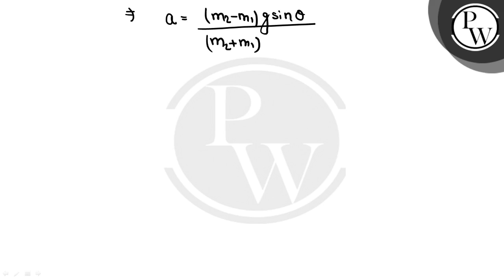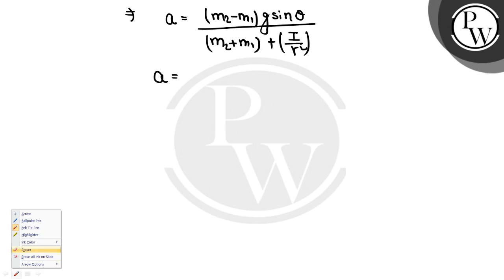So therefore we can just write the value of a. This implies that a is equal to m2 minus m1 multiplied by g sin theta, and this is whole divided by m2 plus m1 plus I divided by r square. So now we will put all the values.